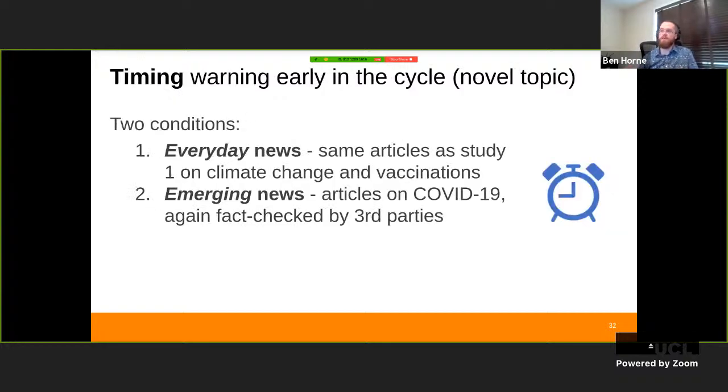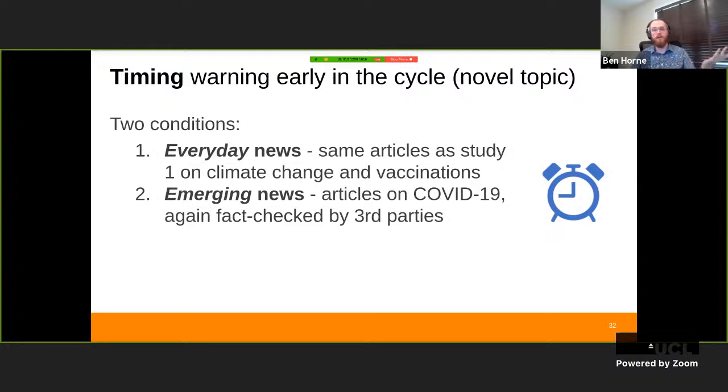And the first intervention that we're going to vary is the timing. And so timing may not be the best word for this, but we really couldn't think of a better one. The two conditions are everyday news, which is going to be the same articles I just showed you on climate change and vaccination. And then we're going to do this other setting, which is sort of the opportunistic part here, which is emerging news. These are fact-checked articles on COVID-19.